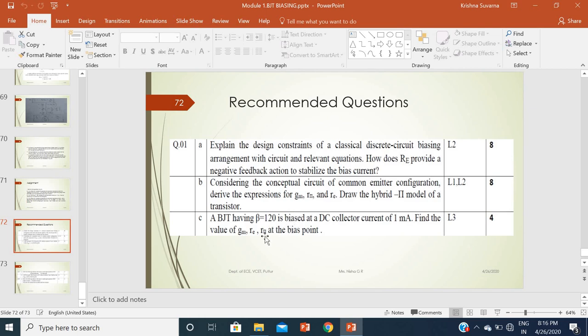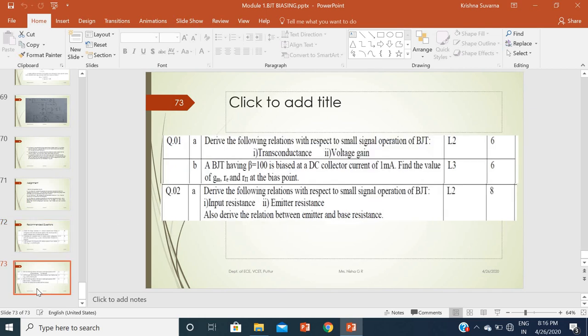Easily you can calculate. IB you can calculate from beta, which is equal to IC by IB. So IB is IC by beta. Like that you can calculate R pi. Next is the second model question paper.